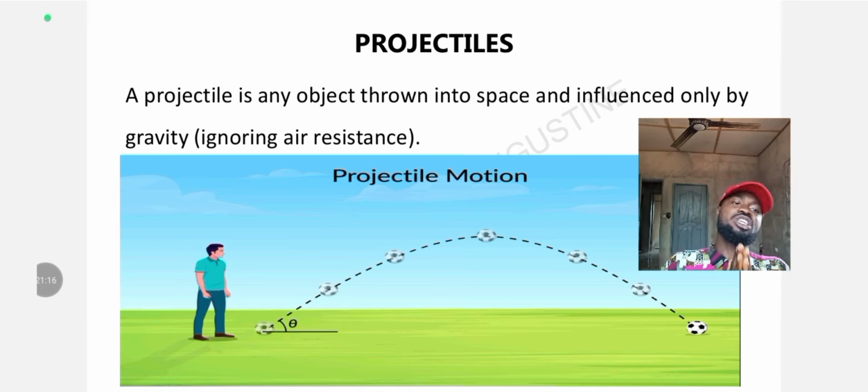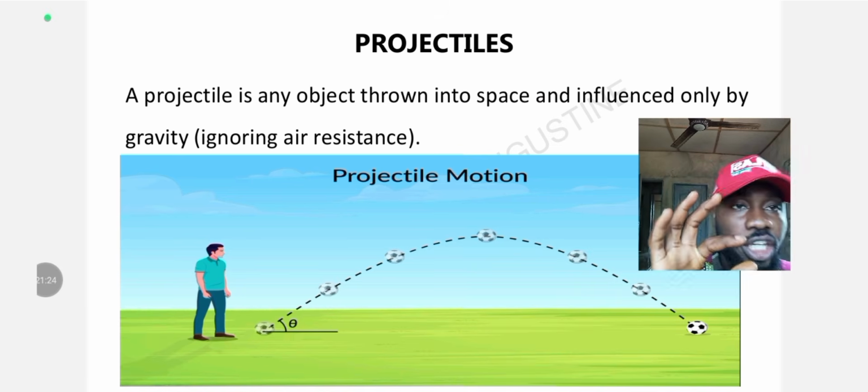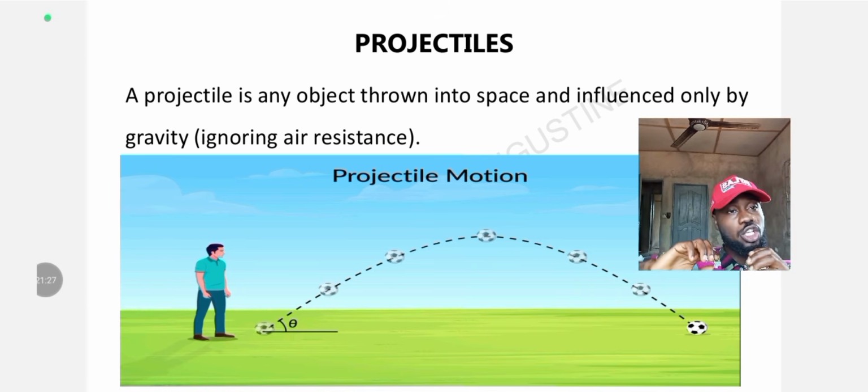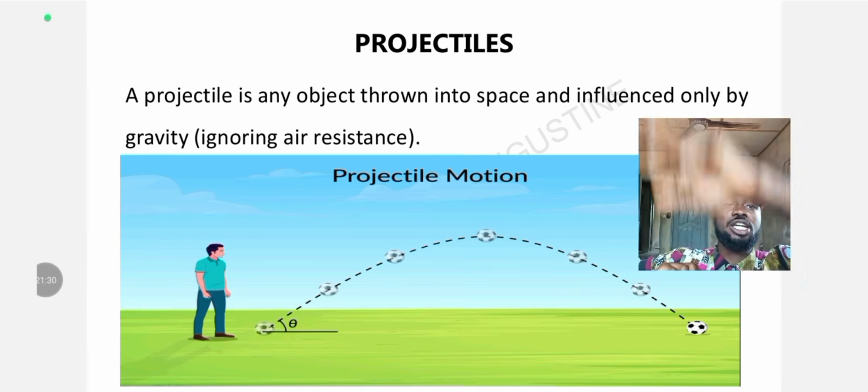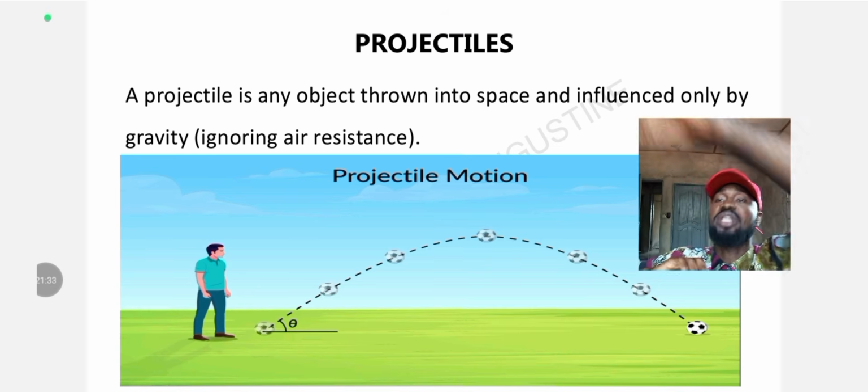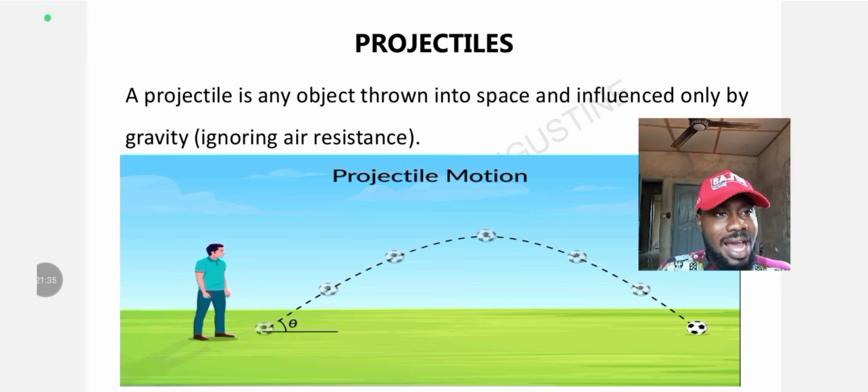So let's understand what a projectile is, so that you can easily know what projectile motion is. A projectile is an object thrown into space. When you say an object is thrown into space, you throw the object into maybe the atmosphere or the air, into any space, and the object is gradually influenced by gravity.